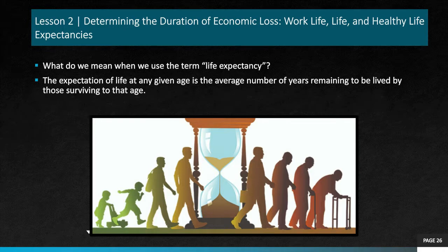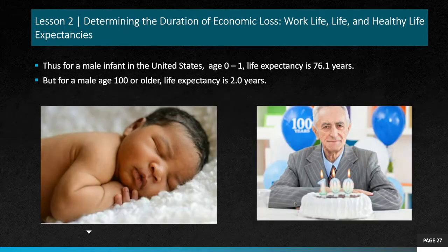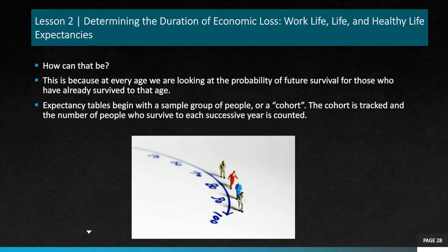Let's look at that a little bit more closely. For a male who is newly born in the United States, life expectancy is indeed 76.1 years. But if you're a male and you've survived to age 100, you still have a life expectancy of 2 years. So how is that? This is because at every age we're looking at the probability of future survival for those who have already survived to that age. When we're looking at a life expectancy table, they begin with a sample group of people that they call a cohort, and they track the number of people who survive to each successive year, and then track how much longer they're expected to survive.